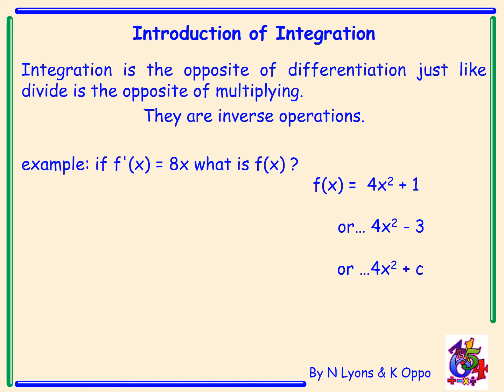So we have a family of quadratics here, 4x squared. They all have a different y-intercept. So which one is it going to be? Well, the answer is we don't know. So we have to put c in, and we call c the constant of integration.